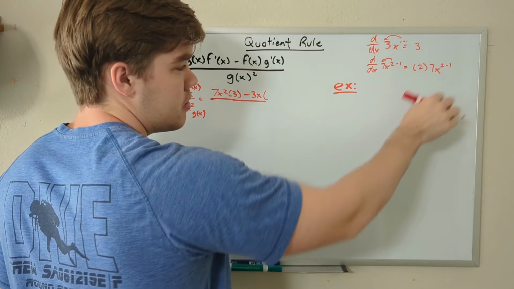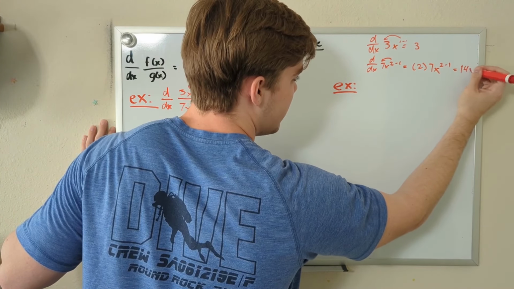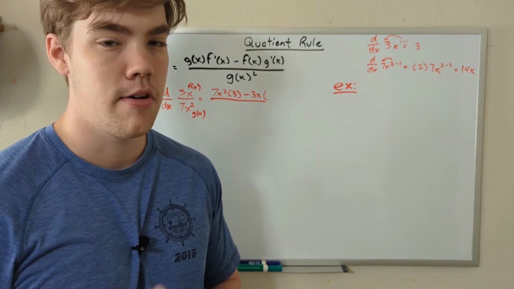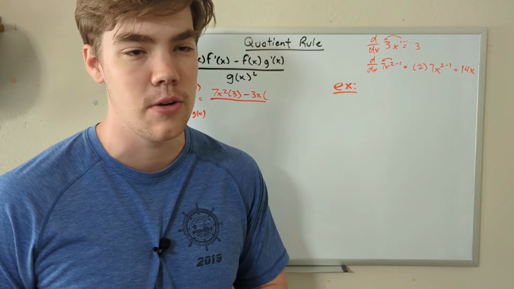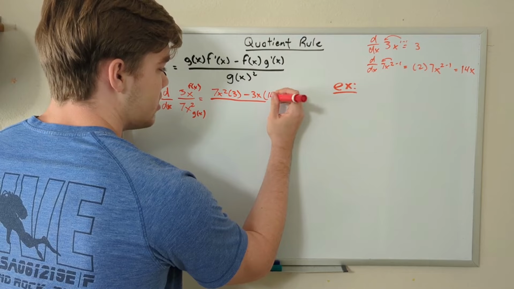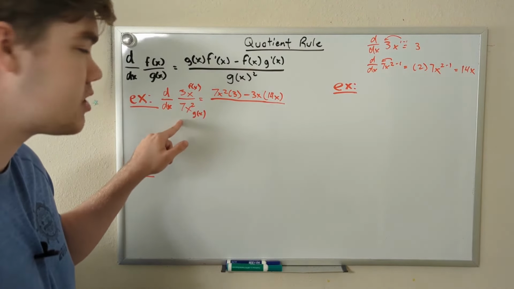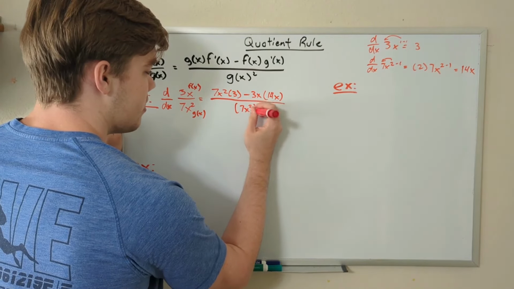2 minus 1 is just equal to 1. 2 times 7 is equal to 14. So this is equal to 14x, technically to the first power, but we don't have to write the first power. Remember, anything to the first power is just itself, so it's implied. Then we just multiply 3x by 14x. And the bottom function is just whatever g of x is, in this case 7x squared, squared. So this is equal to 7x squared squared.